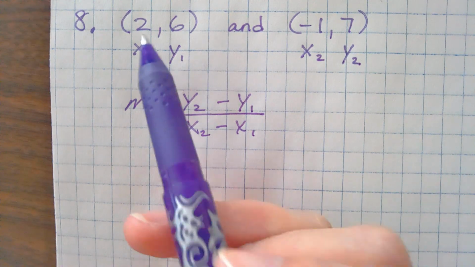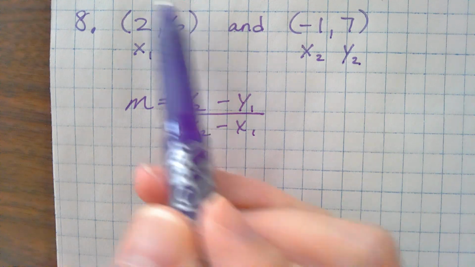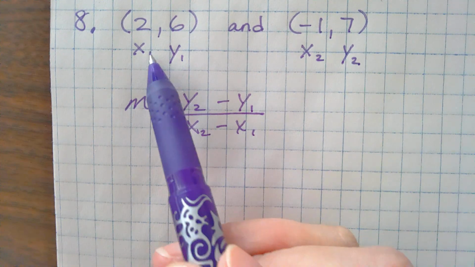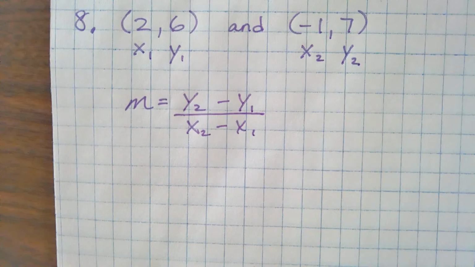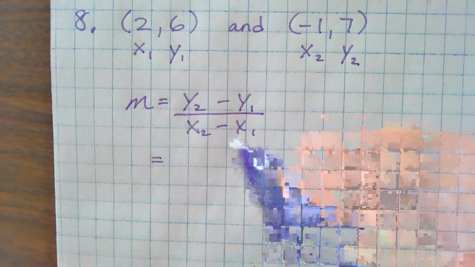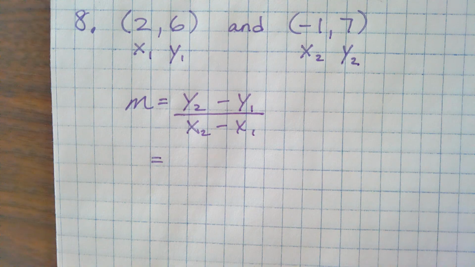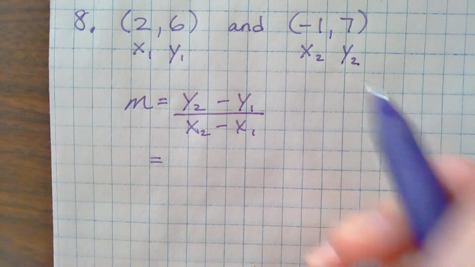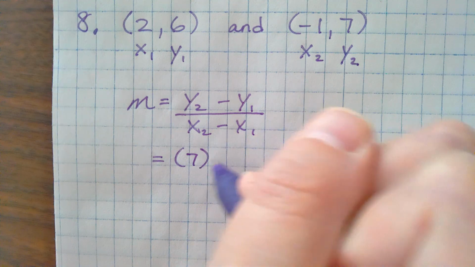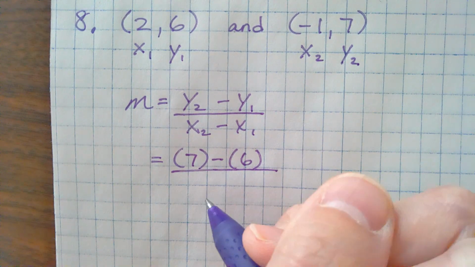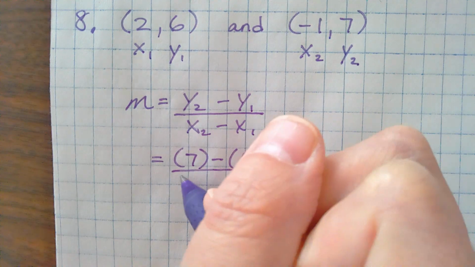Okay, how do I know what x1, y1 is? This is my first point. Every point has an x and a y. So x1, y1, x2, y2. Okay. So now I'm going to substitute the numbers in. Let's see, who can help me with the substitution? Ethan, thank you. 7 minus 6. Negative 1 minus 2. Right.